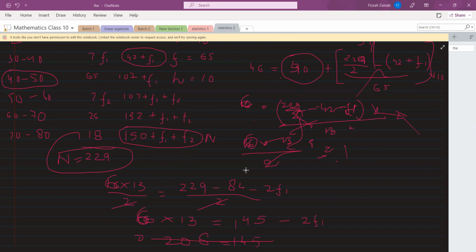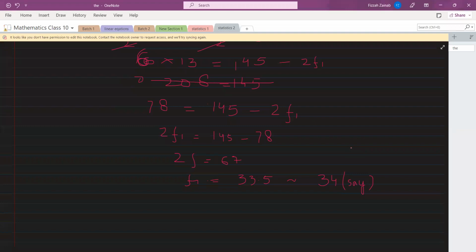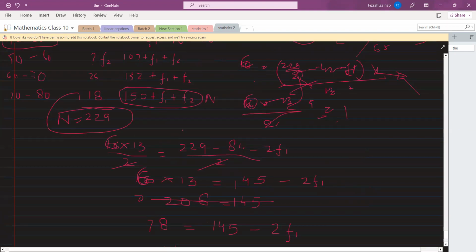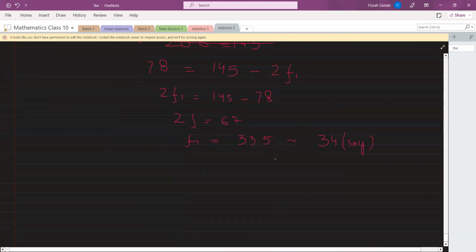How much is F2? No, F2 should be 45. See, 229 is equal to 150 plus F1 plus F2. Is that clear? So find F2.